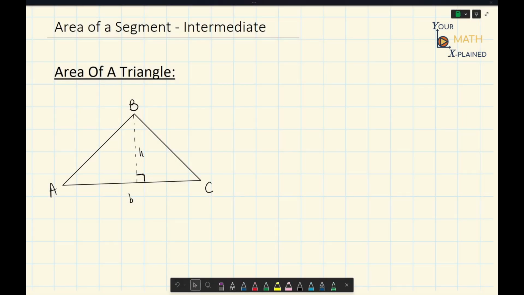So last time, we discovered how radians help us find arc length and the area of a sector. Today, we'll extend those ideas a little bit further. We're going to derive two important formulas. The first one is for the area of a triangle, and it's not the one that you're used to seeing. The second formula is the area of a segment.